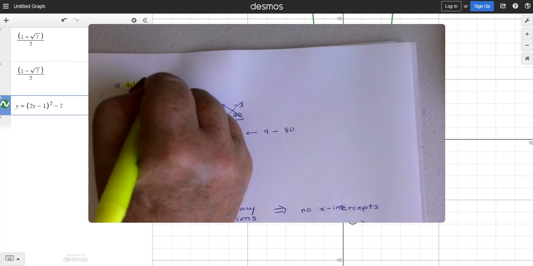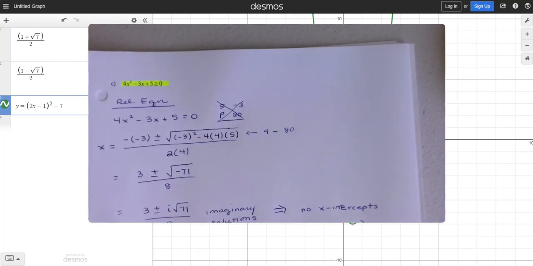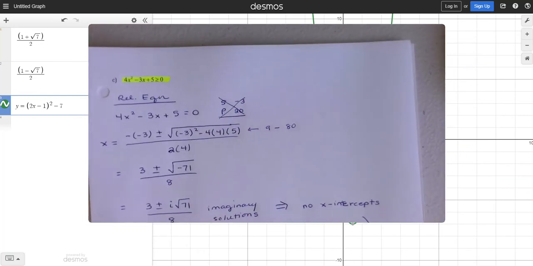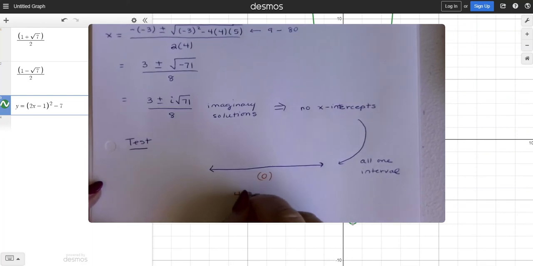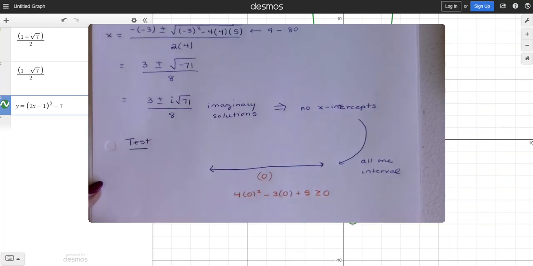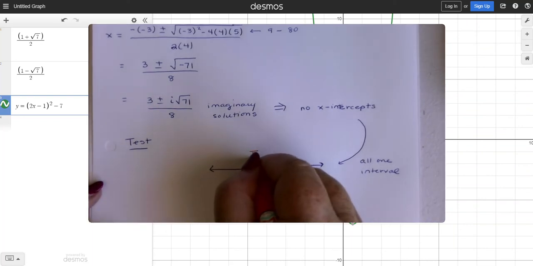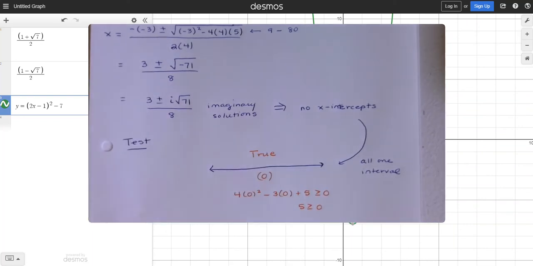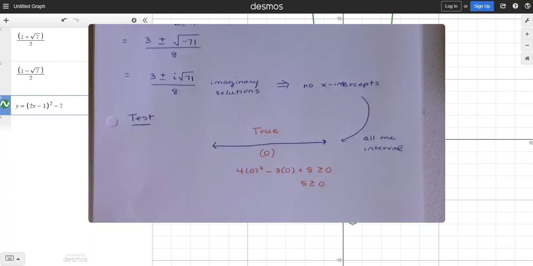And if I go back to my original inequality and plug in x equals 0, I'm going to get 4 times 0 squared minus 3 times 0 plus 5, greater than or equal to 0. And indeed, 5 is greater than or equal to 0. So this is true, right? And it's going to be true everywhere. There are no separate intervals to check. So I check any one place, it's true. And my solution is going to be all real numbers from negative infinity to infinity.